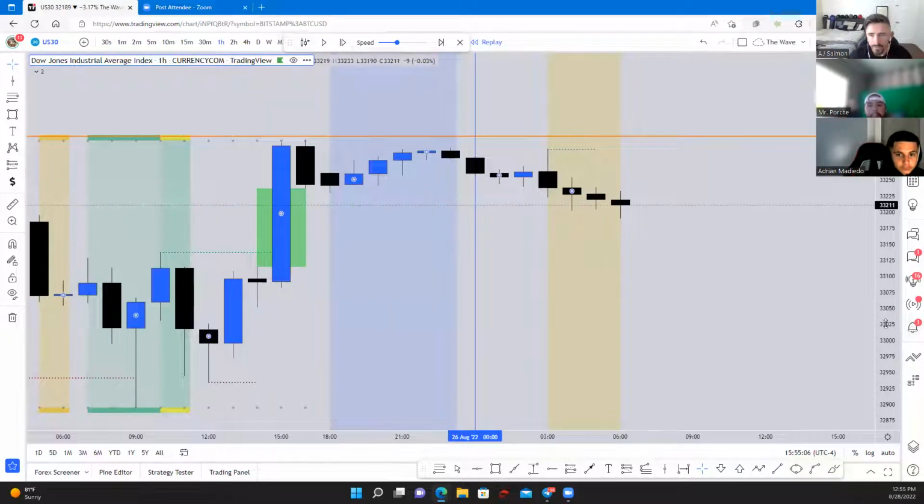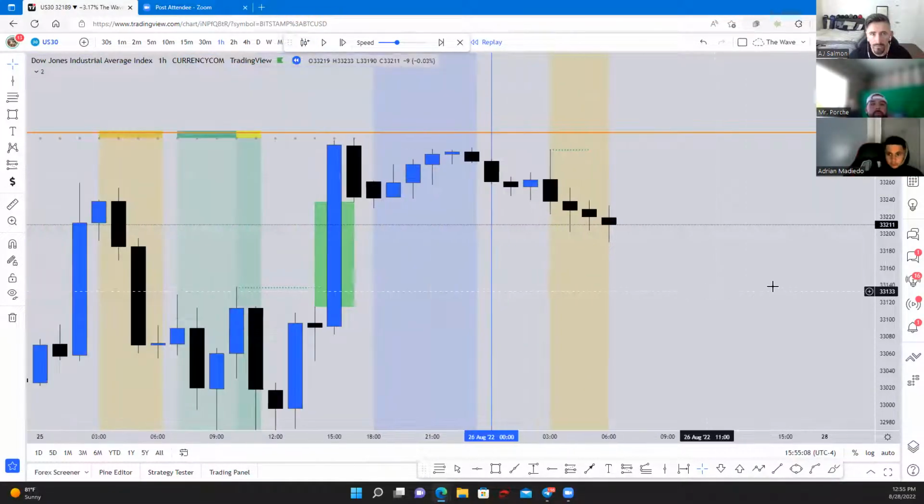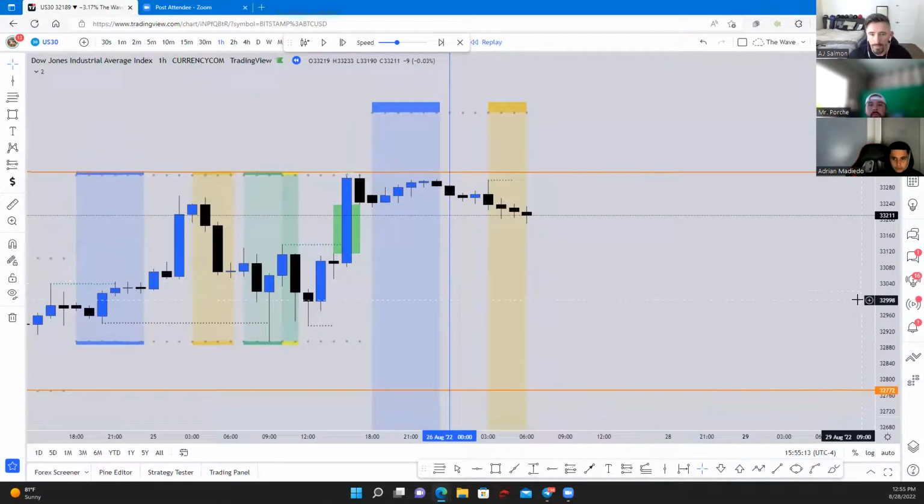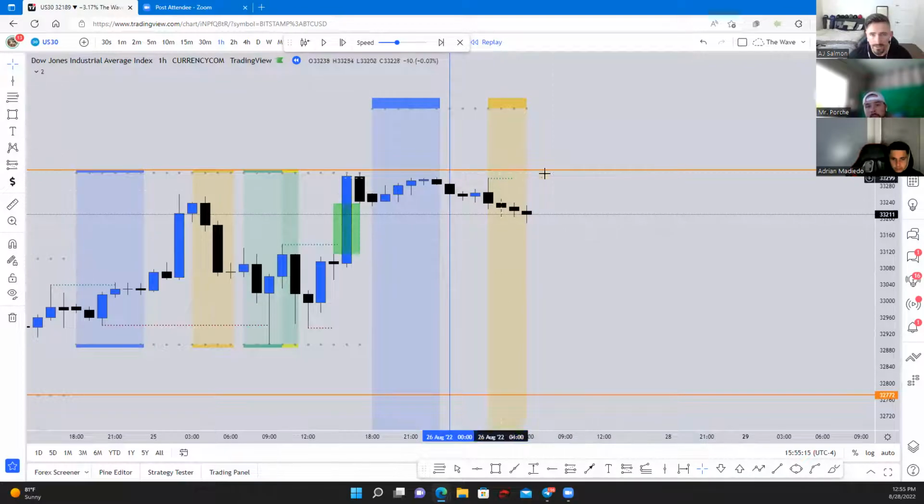On the hourly, remember these orange lines are the daily high and low of the week that we marked up on the daily. Above here is liquidity, and below here is liquidity. Remember we said it's either going to take out this area and then probably continue down to this area, based off the daily time frame.